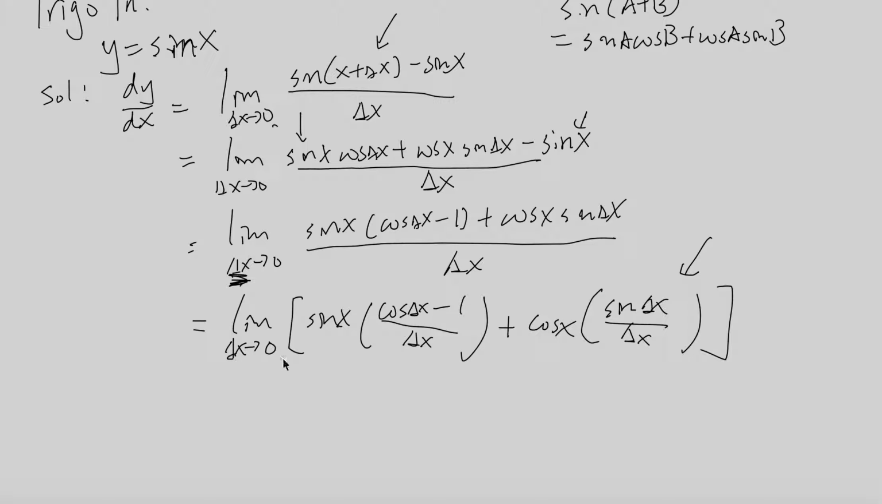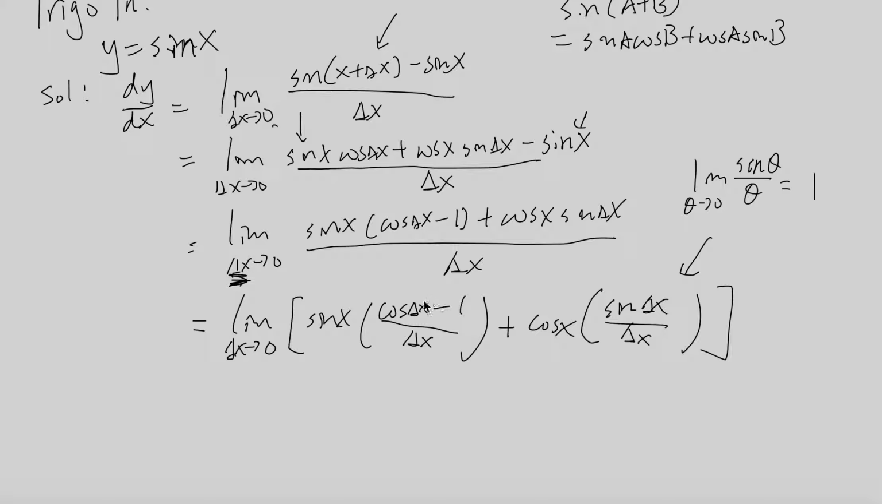When limit delta x tends to 0, this will become 1. If you forgot, let me write you a note here: limit theta tends to 0, sine theta over theta should be 1. This is what we learned from the last chapter. So this limit tends to 1, and therefore we don't have to worry about it. Problem solved. Now the difficult part is this guy, cosine delta x minus 1 over delta x.